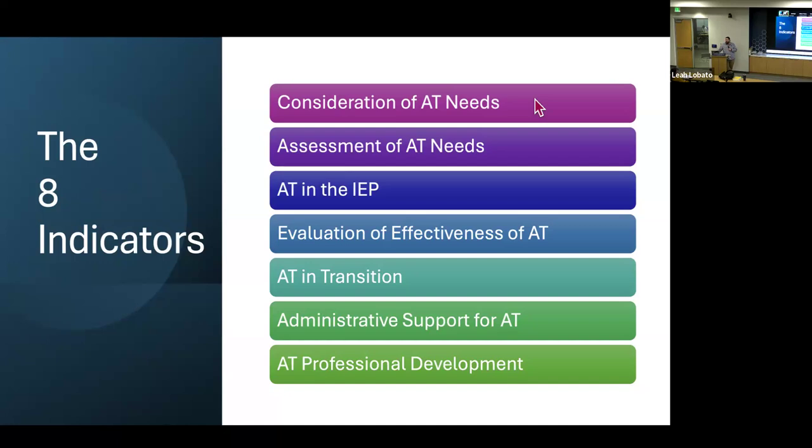The next one is administrative support for assistive technology. So how do you build within your district more support from the administrative side for assistive technology, for purchasing, for implementation, for professional development, which is that last one, professional development. How are you doing at providing professional development within your district? Okay, so that's a really brief overview of what each of those are.